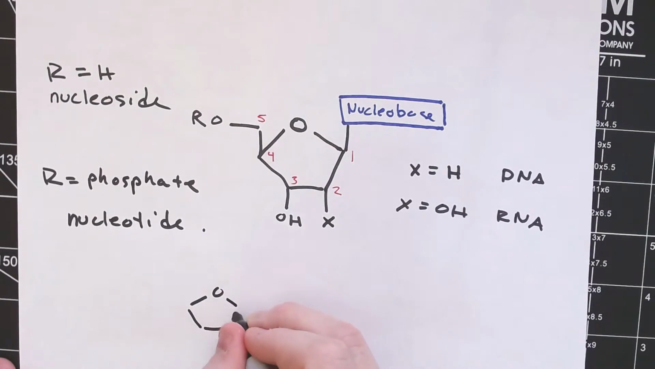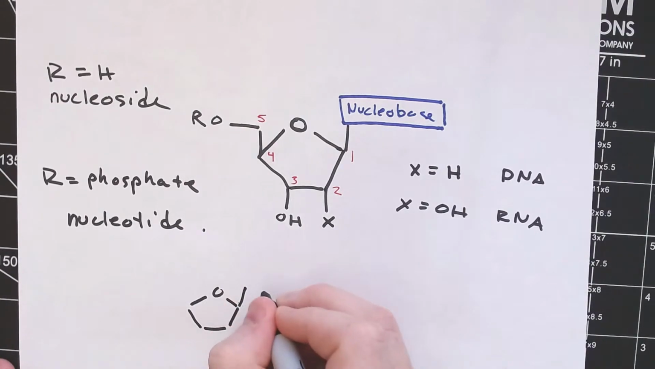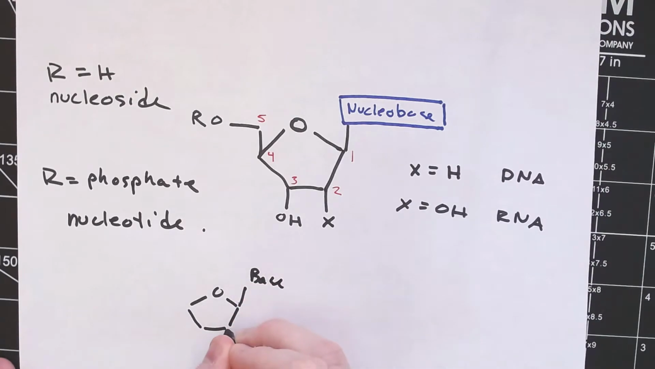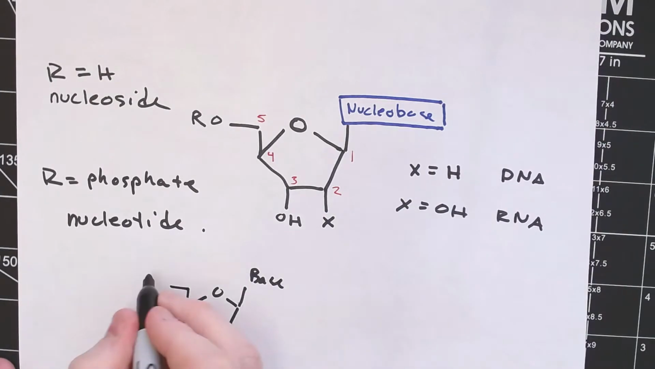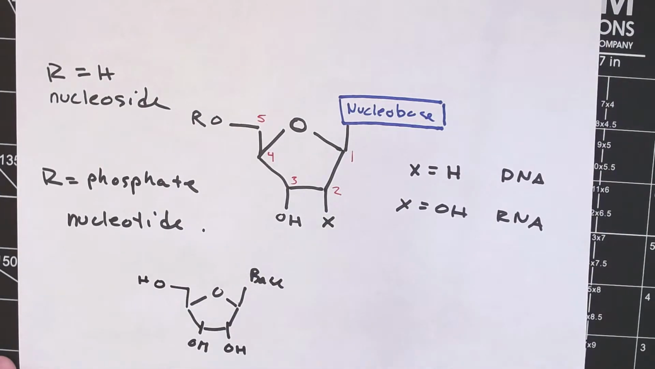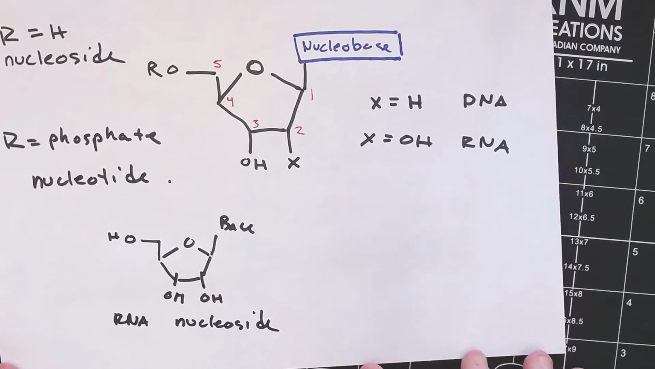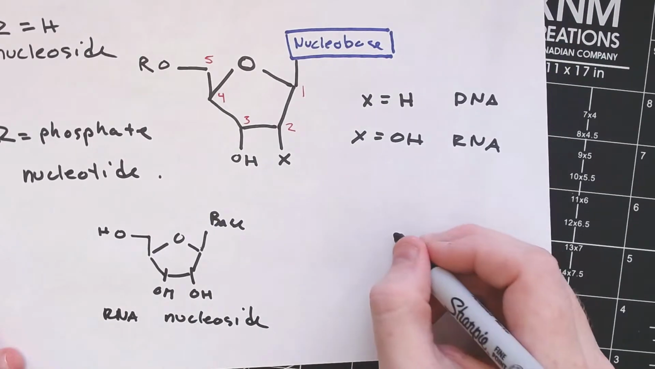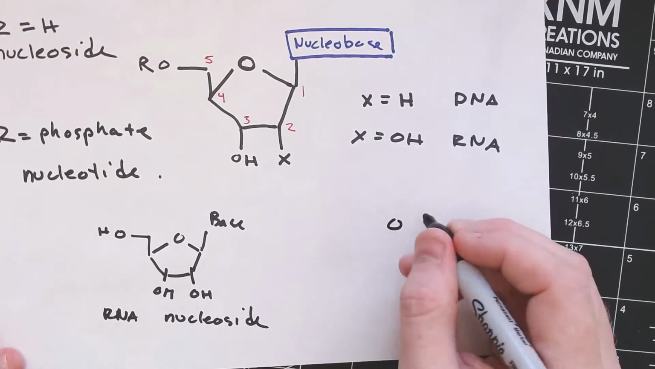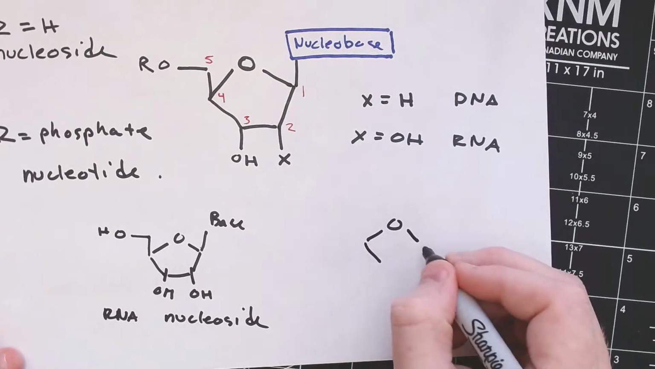RNA, we should know that we're going to have a base. I said it's RNA, so there's an O and an OH there. And let's say I told you it was a nucleoside, then we know this should be an OH. So this would be an RNA nucleoside.